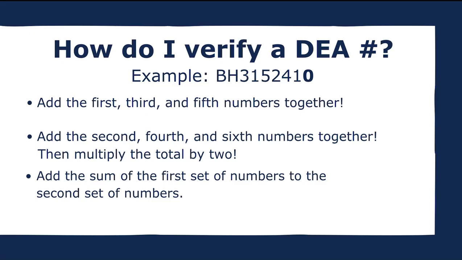Now, you're probably wondering, how do I verify a DEA number? To verify, you're going to add the first, third, and fifth numbers together. Then you're going to add the second, fourth, and sixth numbers together. Then you're going to multiply that total by 2. Then you're going to add the sum of the first set of numbers to the second set of numbers. And when you do that, you're going to look at the last digit of that sum, and compare it to the last digit of the DEA number. Then you will see if it's verified or not.